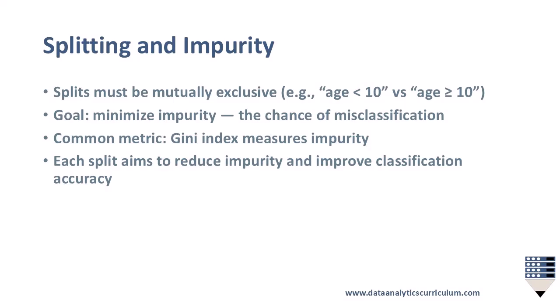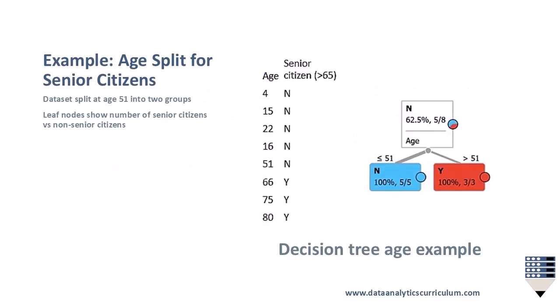Splitting and impurity. Each split must be mutually exclusive. For example, one group might be age less than 10, and the other would be age 10 or greater. The goal is to make each split reduce impurity. Impurity just means the amount of mixing between classes in a group. We want each group to contain mostly one type of label. A common way to measure impurity is with something called the Gini index. At each step, the algorithm chooses the split that most reduces impurity, which helps improve classification accuracy.